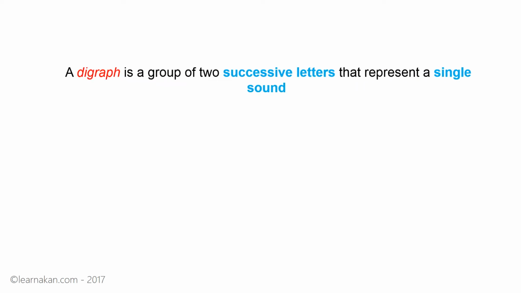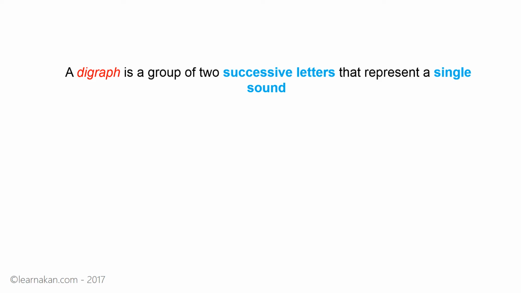So, what is a digraph? A digraph is a group of two successive letters that represent a single sound. The key words here are successive letters and single sound. So, to form a digraph, two letters, and I mean letters, not sounds, must combine without any intervening letter or letters to form a single sound.